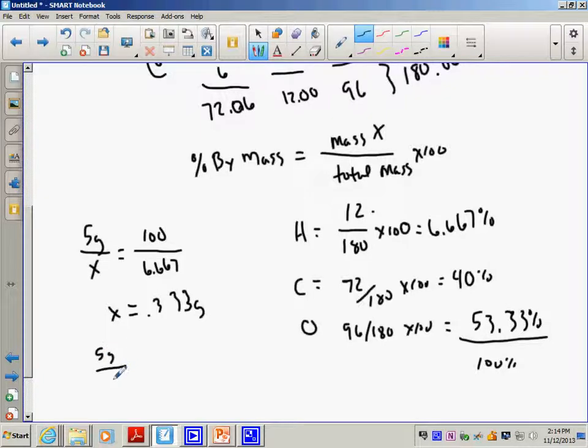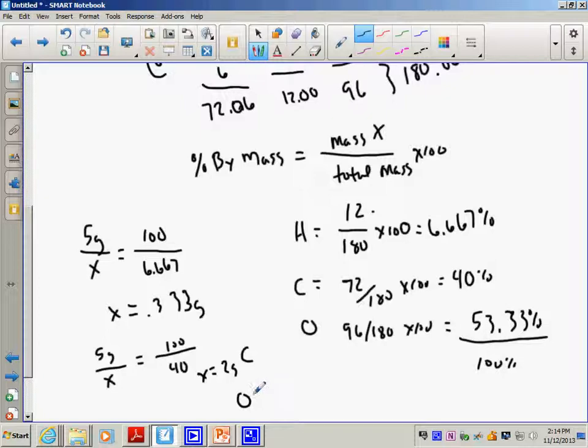Now I could repeat this again. 5 grams over X equals 100 over, let's just say, 40. Now I have the 100 on top, 40 on the bottom. I could reverse this. Doesn't make a difference. I go X on top. Cross multiply and divide. 5 times 40 divided by 100 equals 2 grams. So that means X equals 2 grams. At this point, this would be for the carbon.